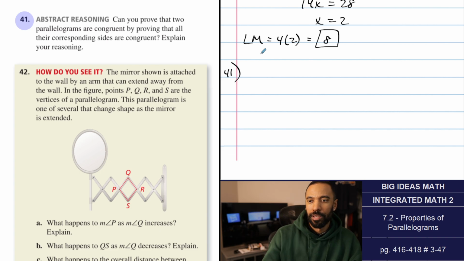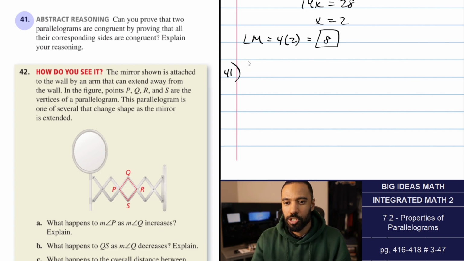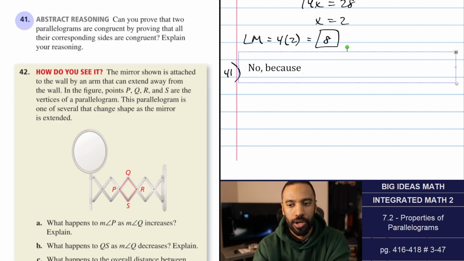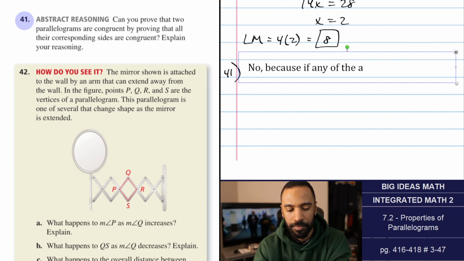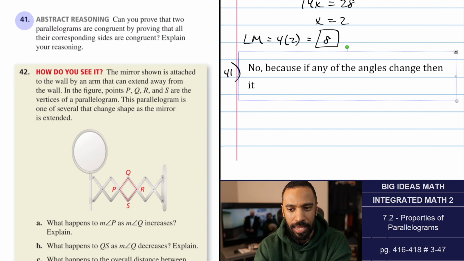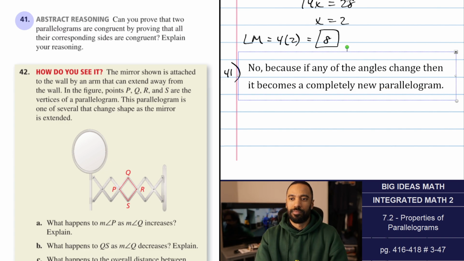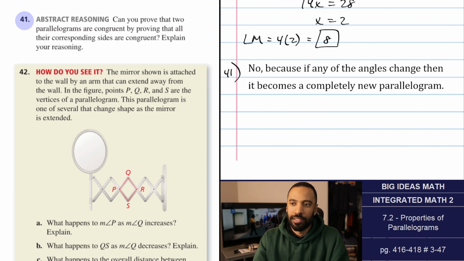It's okay. So 41, no. It says explain your reasoning. A counterexample is always a good one, but no, because if any of the angles change, then it becomes a completely new parallelogram. Basically like this. I had the right parallelogram shape, so let me go back to it.